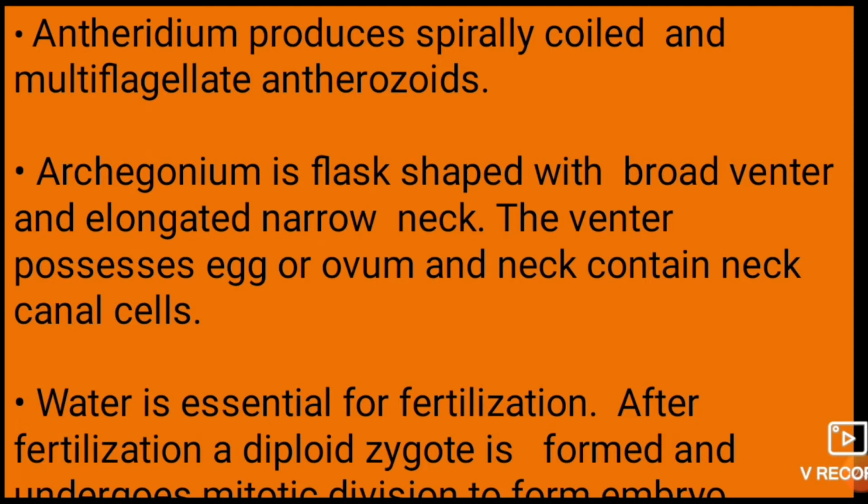In the bryophyte plant group, which we discussed in the previous section, the antherozoids were biflagellate. In pteridophytes, the male sex organ antheridium produces multiflagellate antherozoids. Archegonium is flask shaped with a broad venter and an elongated narrow neck. The venter possesses the egg or ovum and the neck contains neck canal cells.